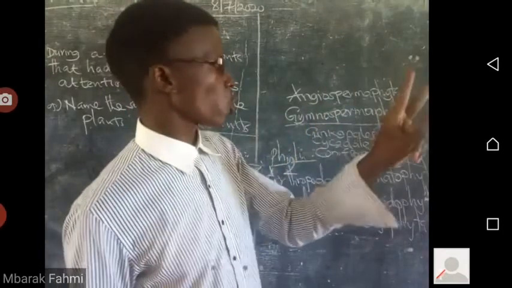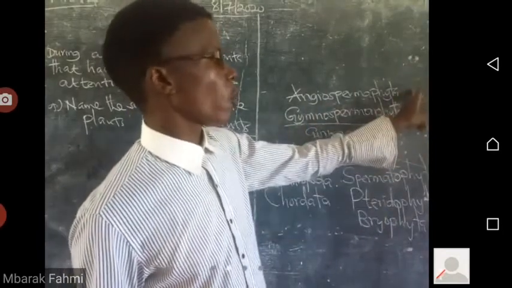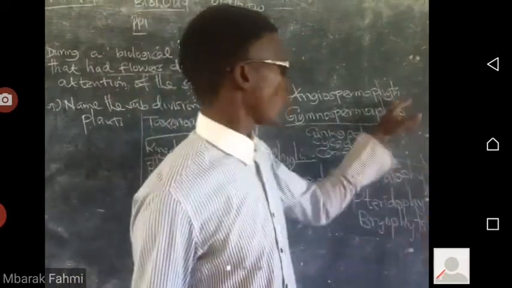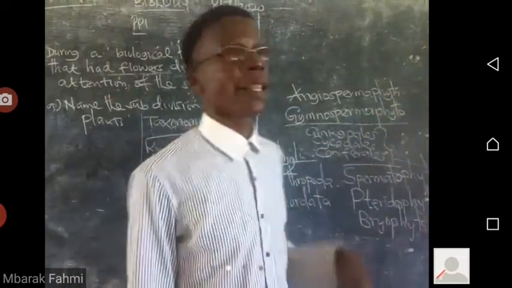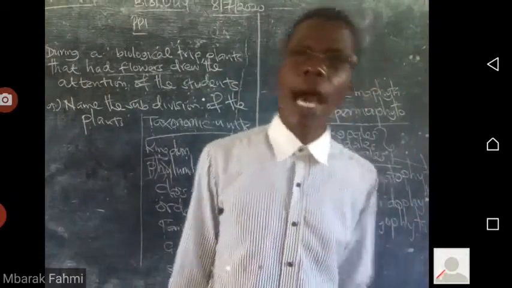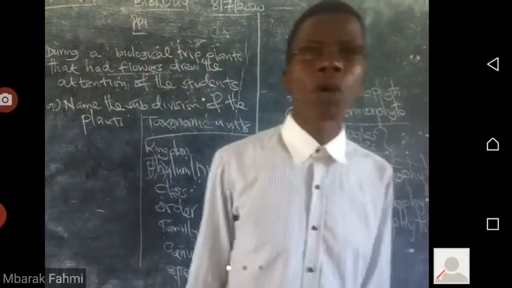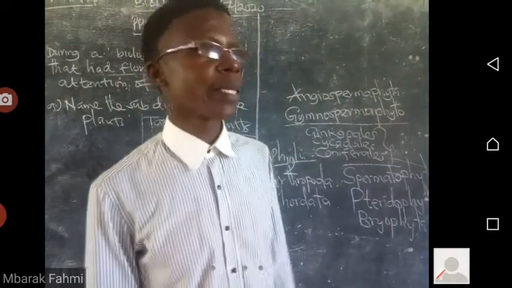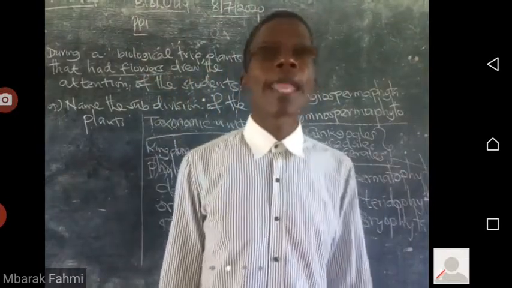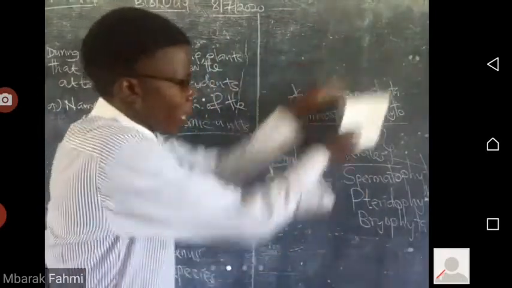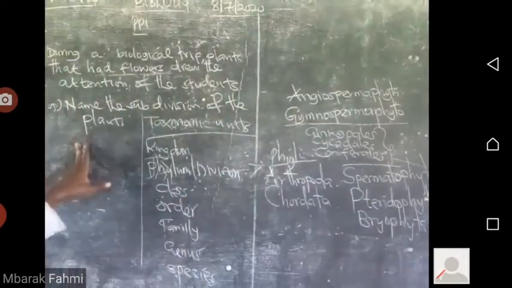Angiospermophyta, we say it has two classes. We have dicotyledonine and monocotyledonine. So which are the plants found under the angiospermophyta? We have beans and we have maize. The maize is a monocot, a monocotyledonine, while beans is a dicot, therefore a dicotyledonine. So now once you have digested the question like that, you can come and answer this question.